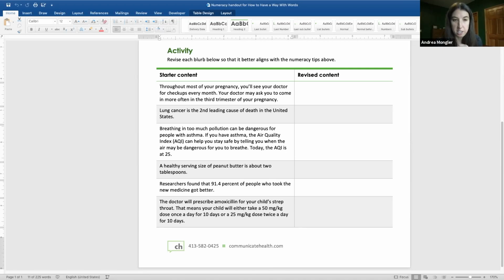Throughout most of your pregnancy, you'll see your doctor for checkups every month. Your doctor may ask you to come in more often in the third trimester of your pregnancy. You want to copy into the chat what you did with that content to make it align with the numeracy best practices.